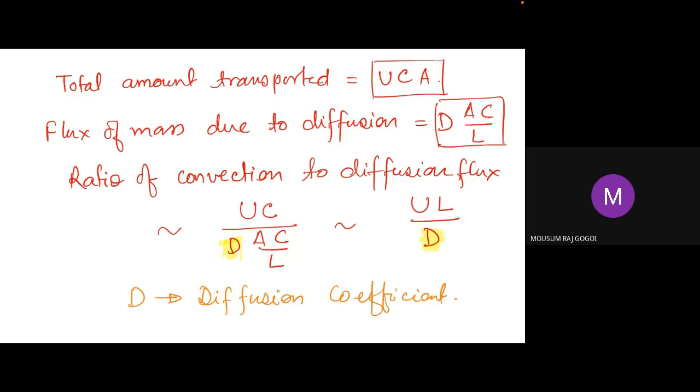So this convection we can always define in terms of the mean flow. If we consider the mean flow in a pipe cross section as u, and take the mass density as c, then the flux due to convection will be the average velocity of the fluid times this mass density c. The total amount of fluid transported because of convection will be the average velocity u times the mass density c times the area of cross section of the pipe.